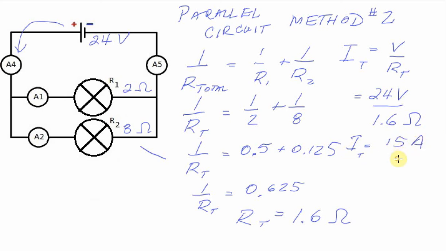That's exactly what we found in the last question, except we used a different method. We ended up with the same answer. Total current in this circuit traveling through A4, which is the same as A5, is 15 amps.